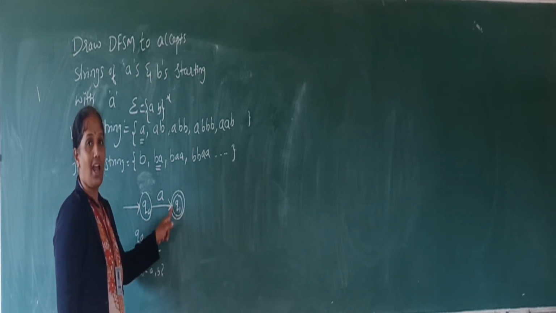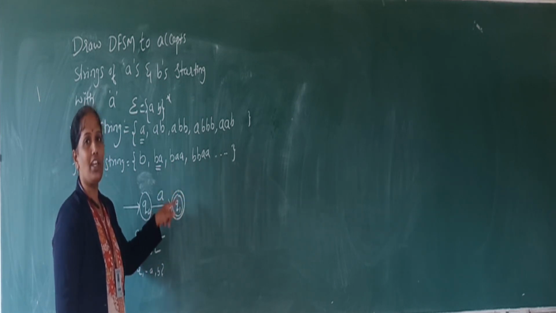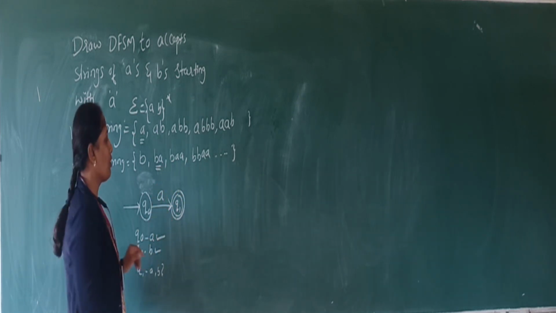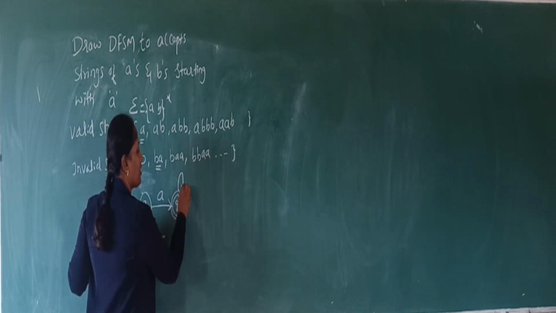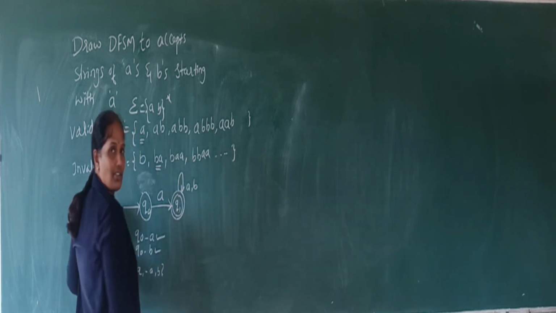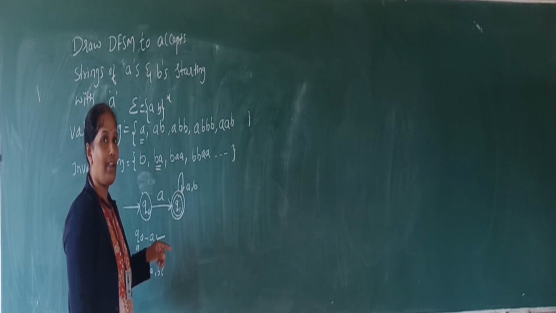So the string should start with the A. After that, it may have any number of A's and any number of B's. So shall I take a loop for this A and B? Yes, I can take it here.